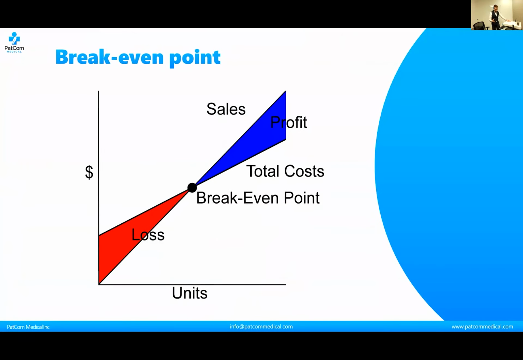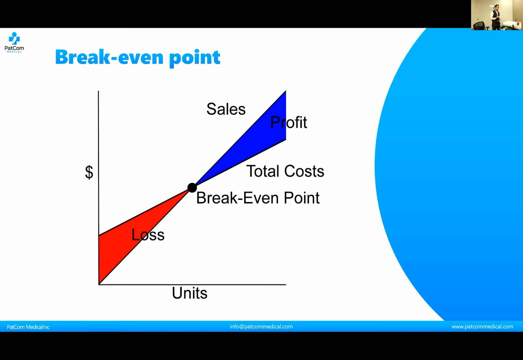Break-even point, what is that? Basically, it's where my income and my cost meet. And then from there on, I start my positive return on investment, which you guys are familiar with that term.